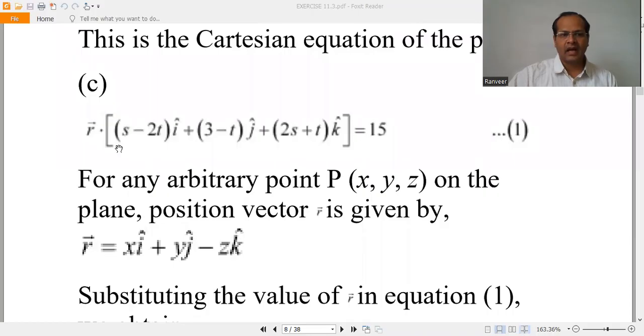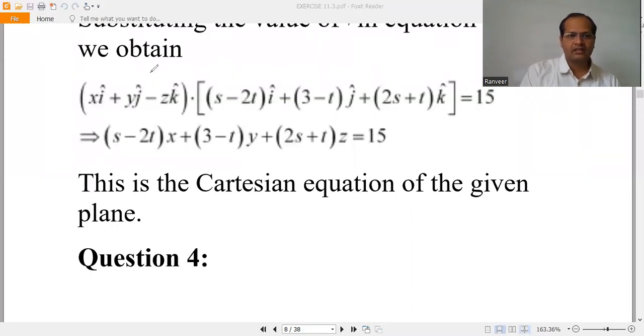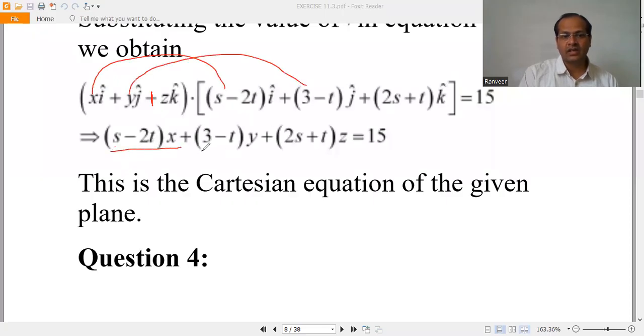See, this is the value, r dot n equal to d. So for any vector xi plus yj plus zk, we substitute the value of this in place of r, and after multiplying this value, this is x times (s minus 2t), plus y times (3 minus t), and z times (2s plus t) equal to 15. This is the Cartesian equation of the plane.